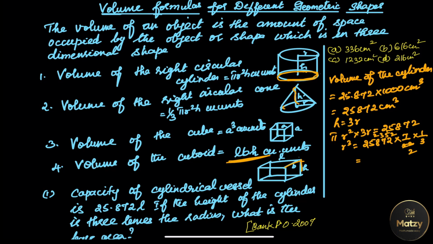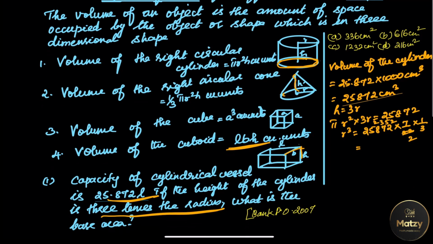Now, I'll give you one example from the book Quantitative Aptitude by Dr. R.S. Agarwal. This question was asked in the year 2007 in the bank PO examination. The capacity of a cylindrical vessel is given as 25.872 liters. If the height of the cylinder is 3 times the radius, what is the base area of the cylinder? That you have to find out. Four options are also given in this problem.